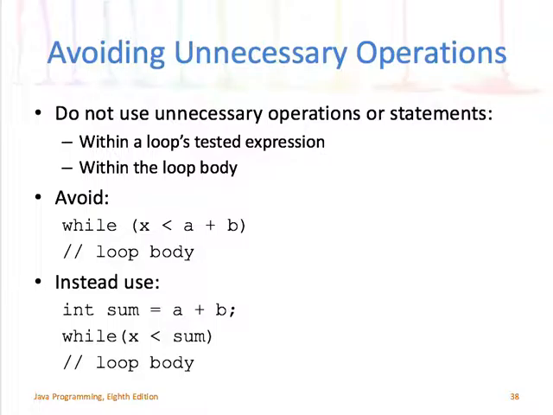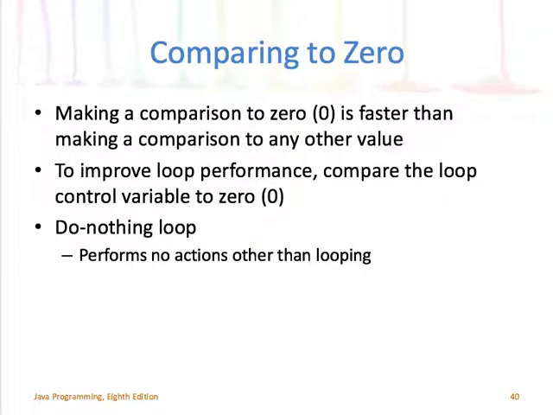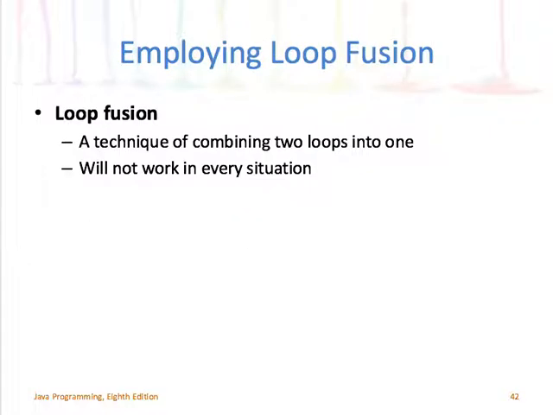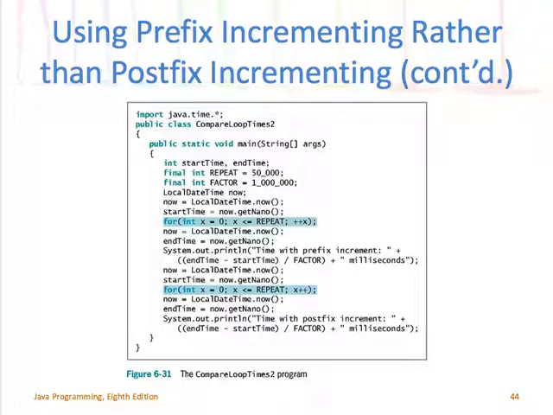Do not use unnecessary operations or statements within your loop. Avoid while x is less than a plus b. Instead, use int sum equals a plus b. Let's skip that. Employ loop fusion. It's a technique of combining 2 loops into one. It will not work in every situation, so it depends on what you're doing. Prefix incrementing value plus plus x. When a method receives a reference to x, the value is increased. We talked about that. There's another example here.